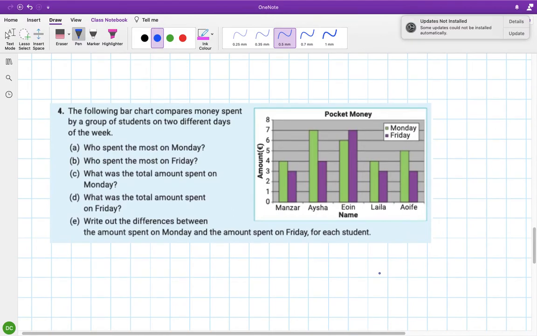And one more. The following bar chart compares money spent by a group of students on 2 different days of the week. I actually put this one in because I know some of you, when I was in there with you, were looking at comparison data, so comparing one thing with another. And this might be a nice way of displaying it with a comparison bar chart. So that's kind of why I asked you this question, just so you saw what it's supposed to look like.